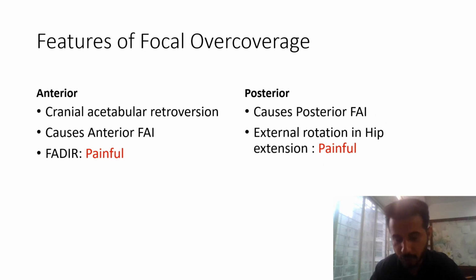So moving on to the features of focal over coverage now, which can be anterior or posterior. Anterior is called cranial acetabular retroversion. I'll again show you with a diagram. It causes anterior type of femoroacetabular impingement, where flexion, adduction and internal rotation would be painful. This focal over coverage can be on the posterior aspect of the acetabulum as well, which leads to posterior FAI, and in this external rotation with the hip in extension is painful.